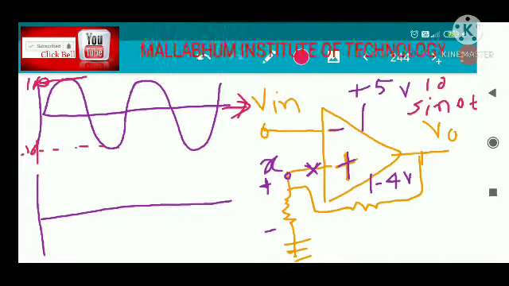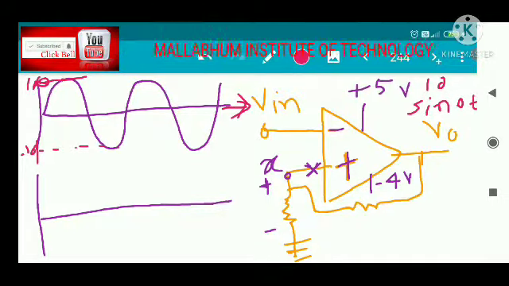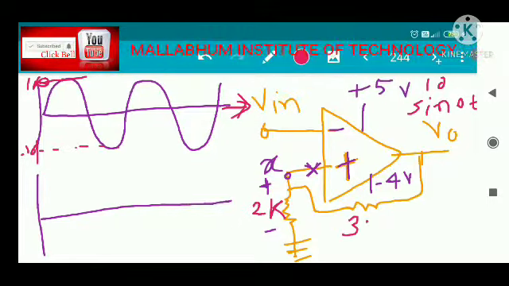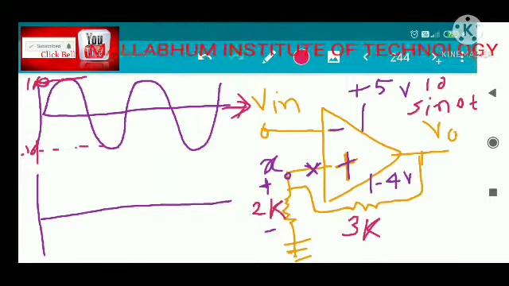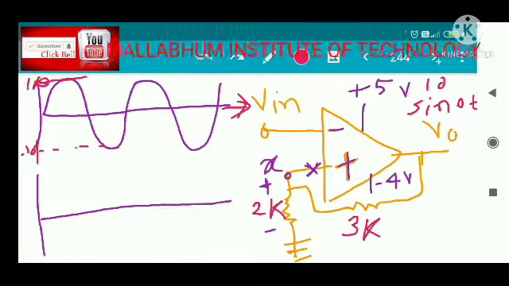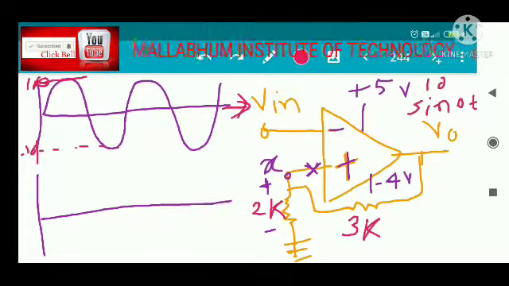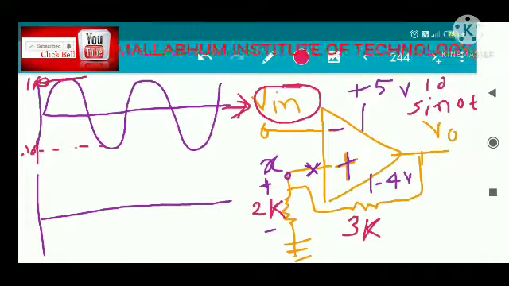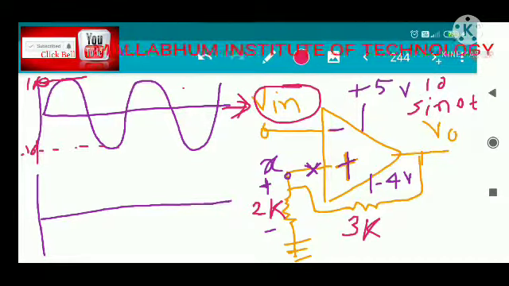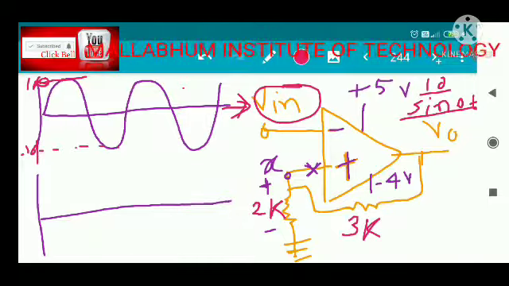And for our simplicity we have assumed that this resistance is 2k and this resistance is 3k. So this is the circuit, and in the book you will encounter this resistance as R1 and this resistance as R2, but for the purpose of understanding we are assuming this resistance is 2k and this resistance is 3k. Hope this circuit is clear. This input voltage is a sinusoidal voltage, 10 sin omega t.